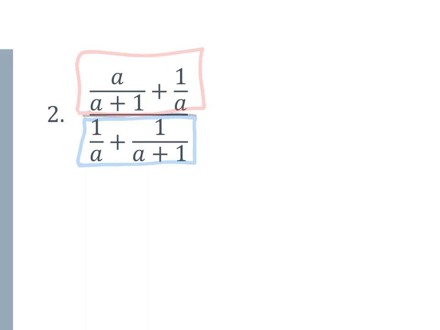So for my first fraction, you can see that the common denominator has to be both. So the common denominator here is going to be a and a plus 1. So the first fraction, you can see it's missing the a plus 1... I'm going to multiply the numerator and the denominator by a, and I'm left with a squared. The second fraction is missing the a plus 1.